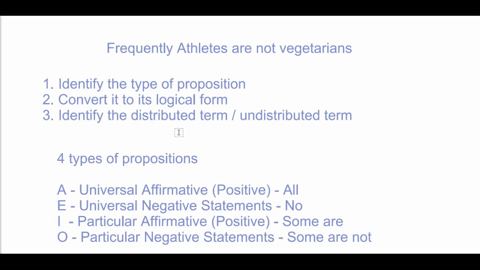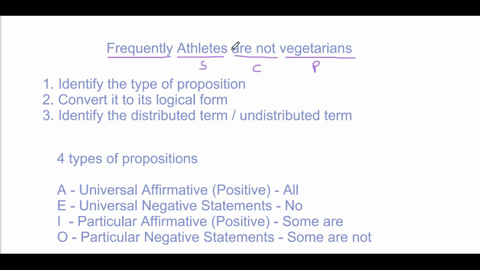Now let's come back to the question part, that is, identify the type of proposition. What proposition is this? Let's divide this into subject and predicate. Frequently, we have to understand what frequently means. Athletes is the subject. Vegetarians is the predicate. Are not is the copula, C-O-P-U-L-A. Now, frequently means every time, or is it sometimes? What is it?